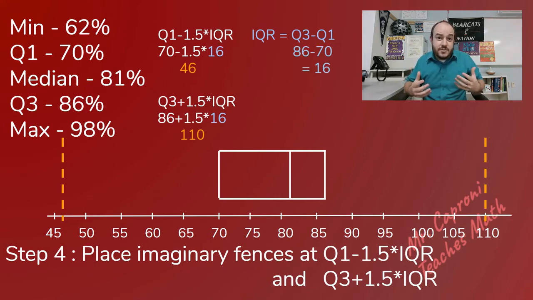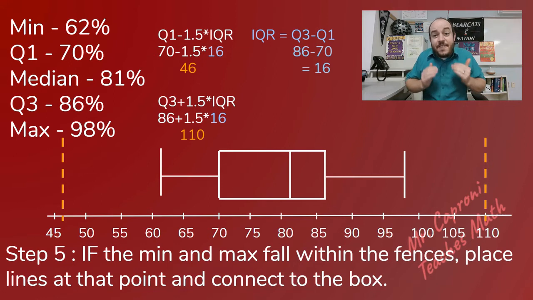Now, here's where one of two things can happen. Either A, our maximum and minimum are going to be within the fences, or they're not. Step 5, if they are within your fences, is just going to be to go ahead and draw a line for the minimum and the maximum as well, and then go ahead and connect those lines to the box. And in that case, we would be done with our box and whisker. I know, what are you thinking? What if they're not within?